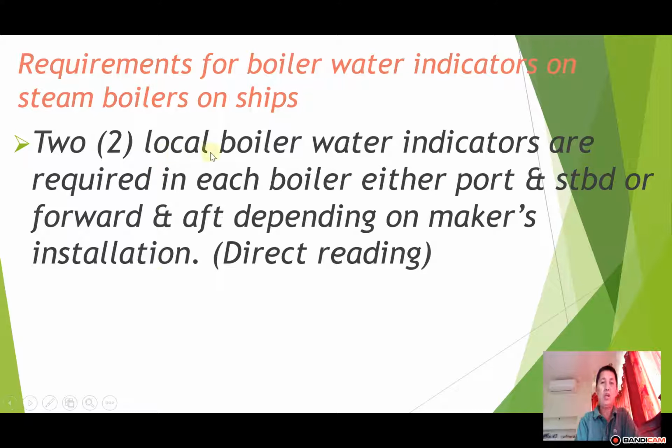So these local boiler water indicators are also called direct reading, because you can directly visualize or see the water level of your boiler at the boiler side itself. Meaning it is directly attached to the boiler itself, or to the boiler body, or the outside of the boiler drum or boiler shell.